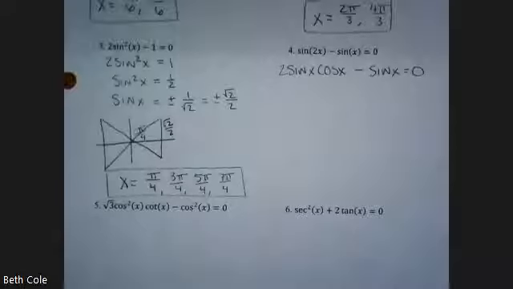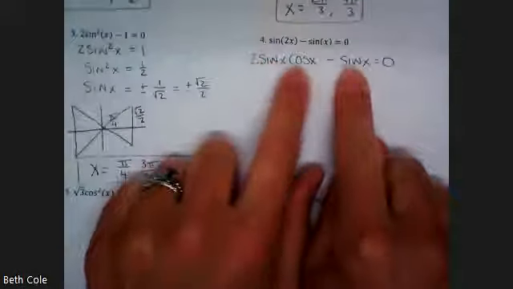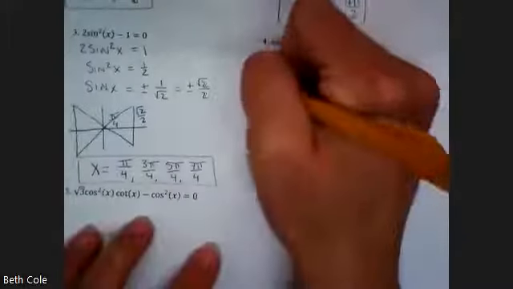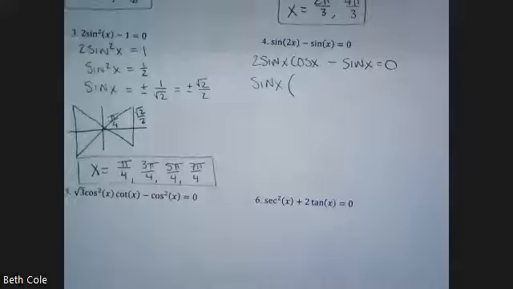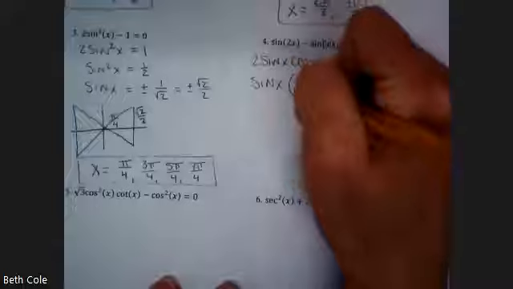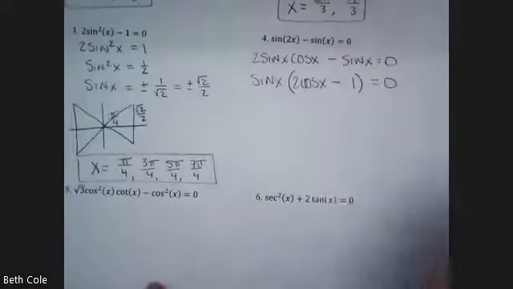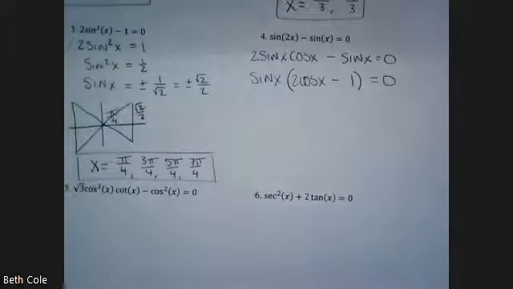Now we're going to factor that. Look at both of these terms. What have they both got? They both have a sine of x. So that's our greatest common factor. We're going to factor that out. What's left after you factor that out? 2 cosine x, good. Minus, oh good, 1 equals 0. And then we're going to set each of the factors equal to 0. It is just like this.